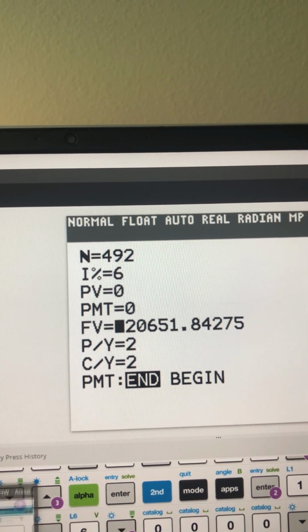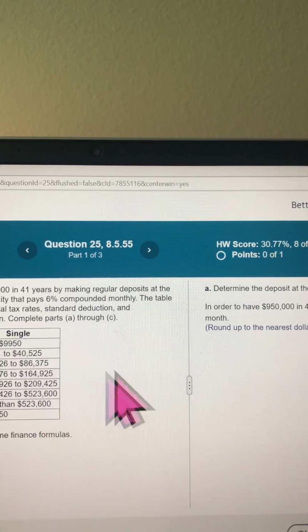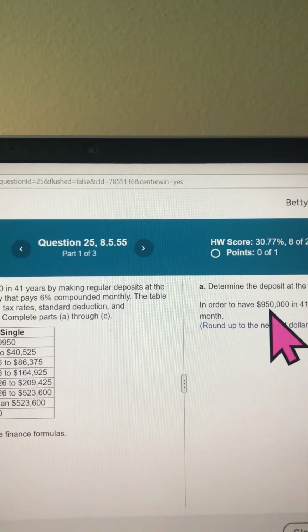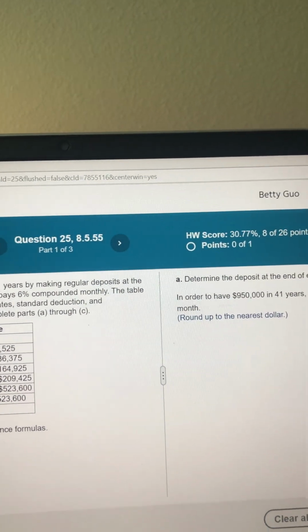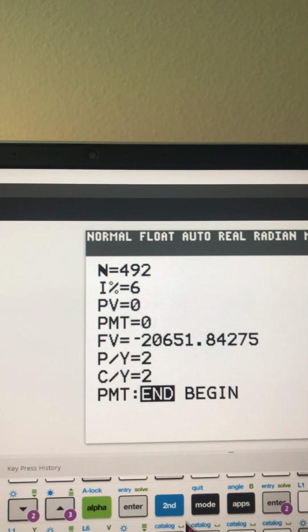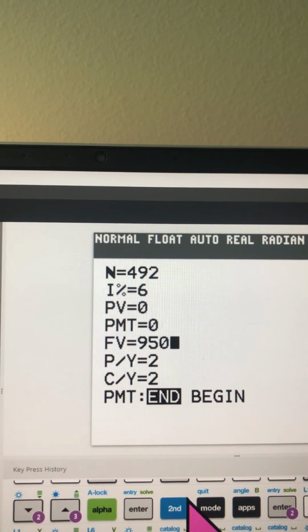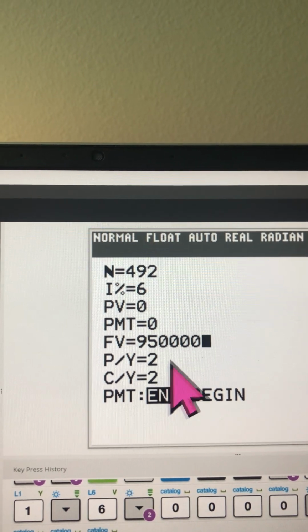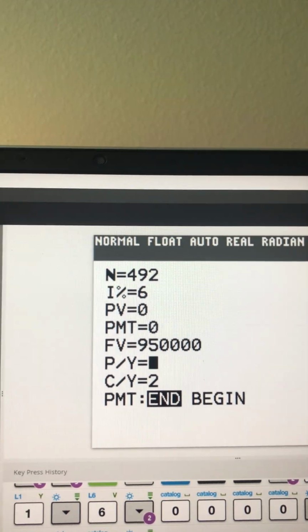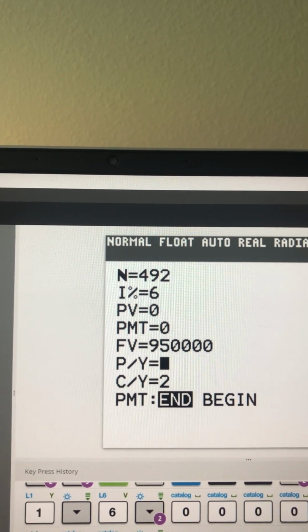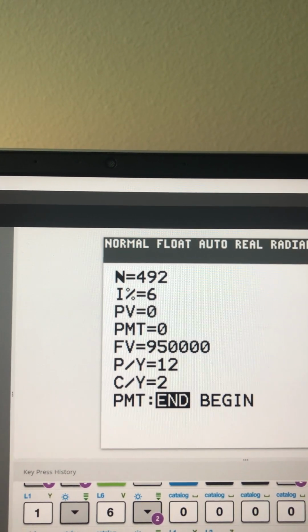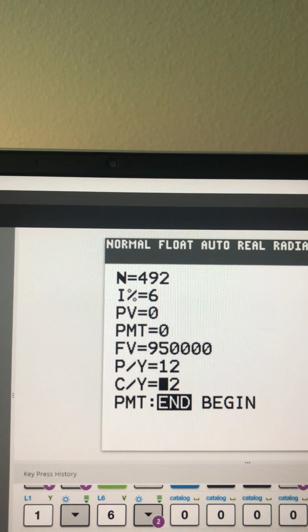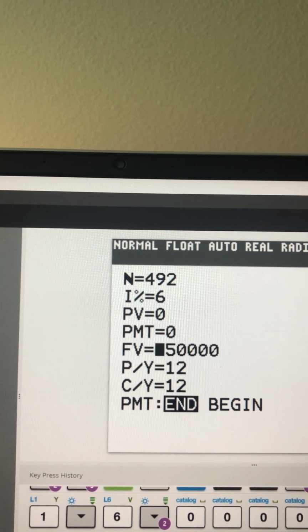Your financial goal in 41 years is $950,000. So let's enter that. And since you deposit the payment at the end of each month, P per Y and C per Y are both 12. And let's go back to solve for payment.